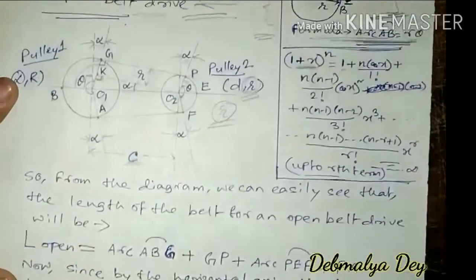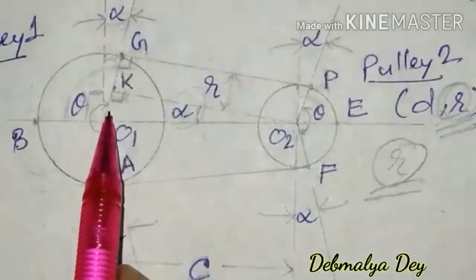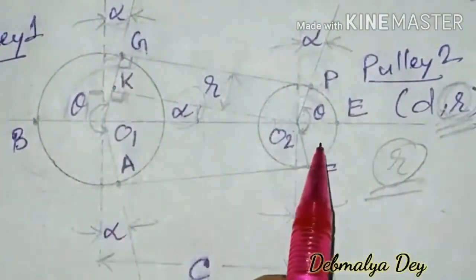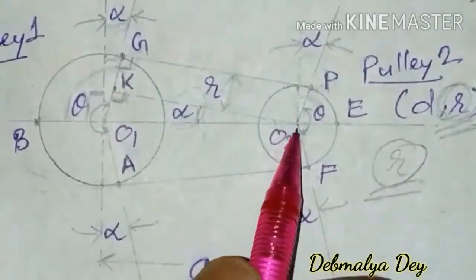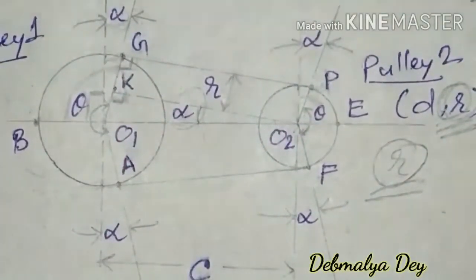So let's focus on the diagram again. Now see, here we are getting a right angle triangle. What is the right angle triangle? This one, O1KO2, or we can also say O2KO1. This is the right angle triangle. Now in this right angle triangle, if we apply the concept of cos alpha, from trigonometry we know that cos alpha equals base by hypotenuse.